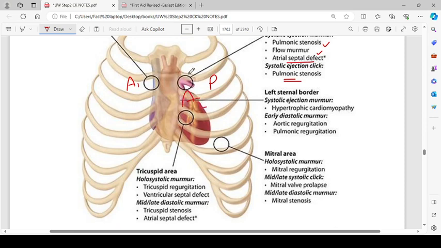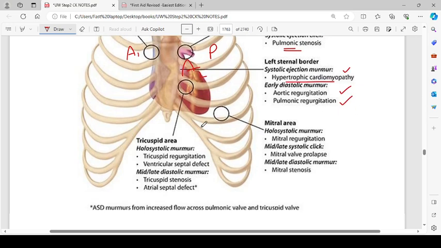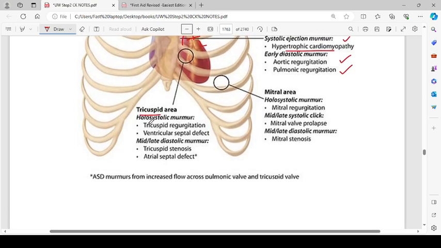In this area, in between the pulmonary and the tricuspid area, systolic ejection murmur is hypertrophic cardiomyopathy, and early diastolic murmur of aortic regurgitation and pulmonic regurgitation can also be auscultated here. In the tricuspid area, the hollow systolic murmur of tricuspid regurgitation and ventricular septal defect can be auscultated, and mid to late diastolic murmur of tricuspid stenosis and atrial septal defect can be auscultated here.